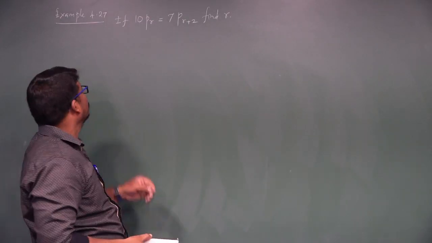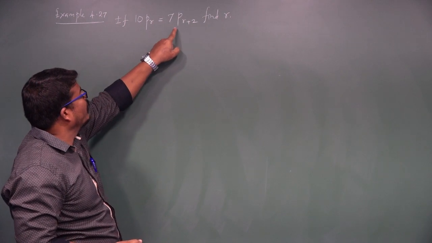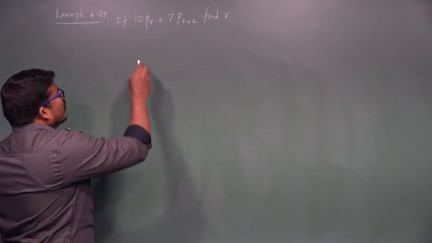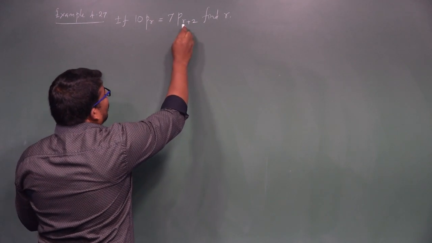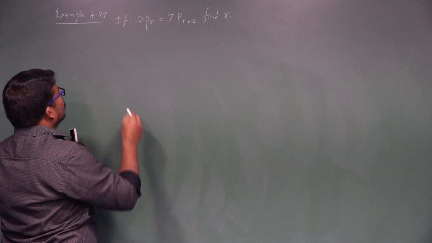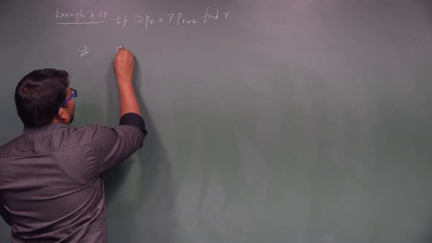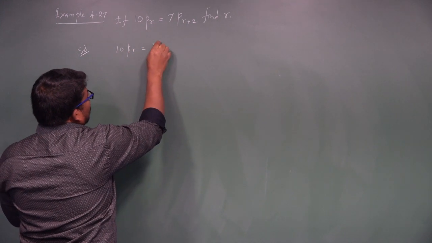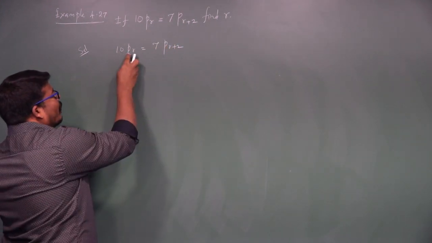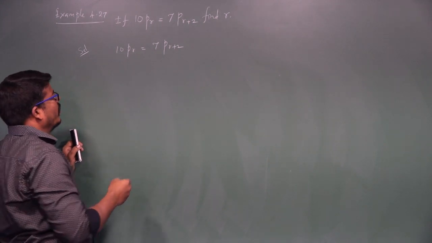Next example, 4.27. If 10Pr equals 7P(r plus 2), find r. Given 10Pr equals 7P(r plus 2), both are equal, find the value of r. Write in nPr using the formula. nPr is n factorial by (n minus r) factorial.